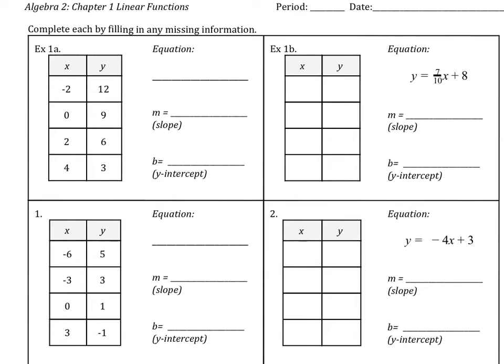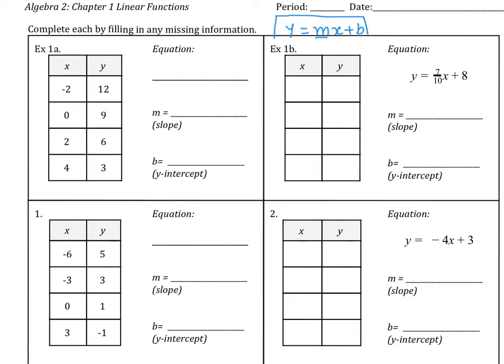Chapter 1.3 Introduction to Review of Linear Equations. Example number 1a. Complete each by filling in any missing information. The equation of a linear equation I wrote on the top here is y equals mx plus b, where m is the slope and b is called the y-intercept.